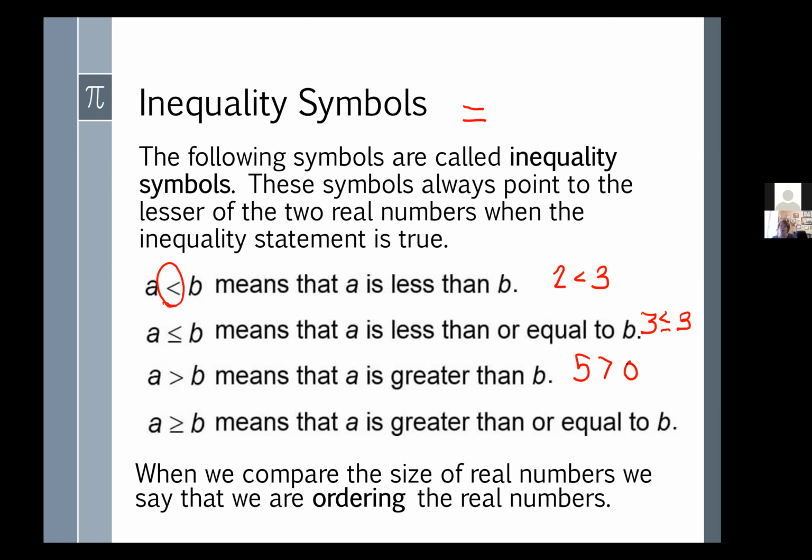We could put a line underneath it just like we did before, and we could say A is greater than or equal to B. So we could say, 5 is greater than or equal to 5, which is true. 5 is not greater than 5, but 5 is equal to 5. So as soon as we put that line under the inequality symbol, we have equality. So it can be greater than or it can be equal to. And when we compare the size of real numbers, we are ordering the real numbers. We're ordering them from smaller to larger.